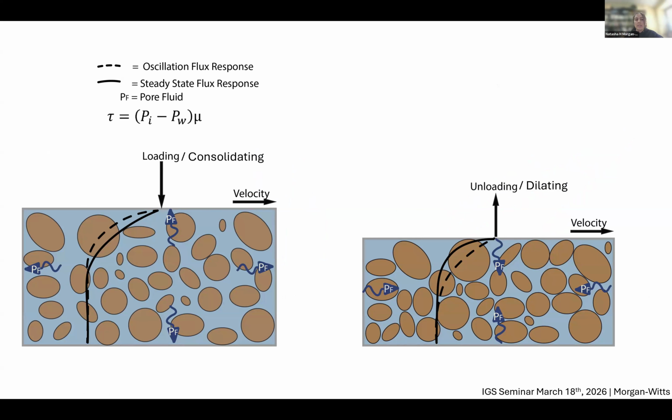Which in turn decreases the shear stress, so the drag within the system. On the other end, when it's unloading, which you can see to the right, all that water is trying to get back into the system, which decreases the pore water pressure, which increases the shear stress. And so you can see that within the hysteresis.